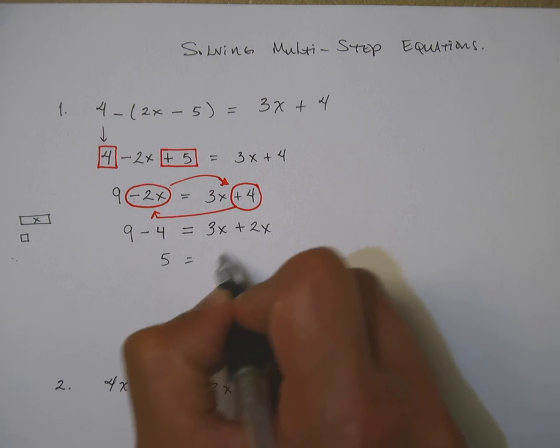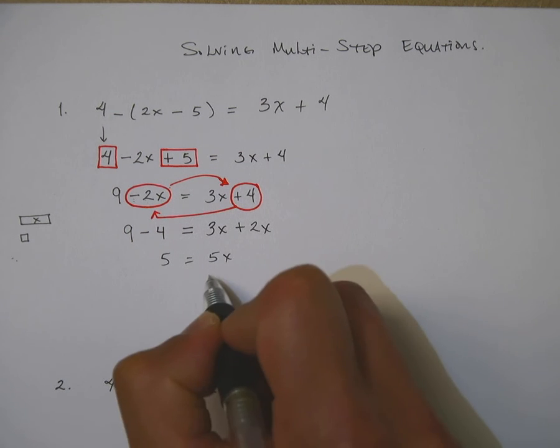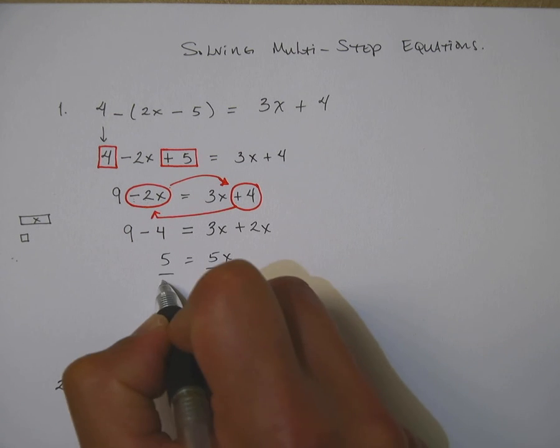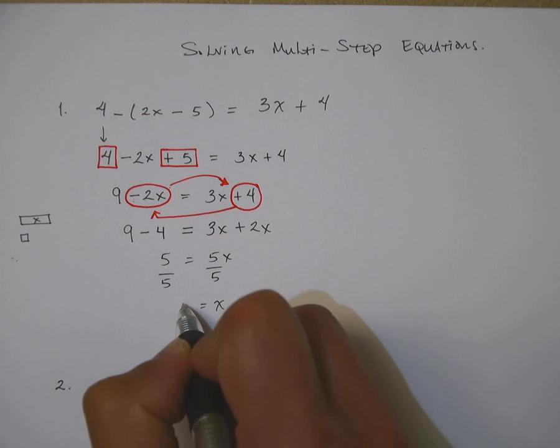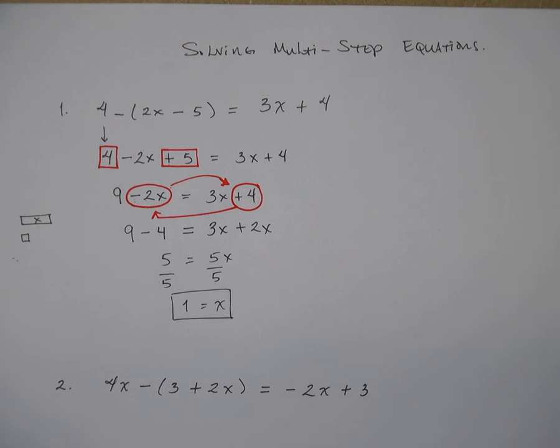3 x's, these guys go together because they're both x's. And we can divide by 5. 5 divided by 5 is 1, and there's your answer. Alright, and there it is, guys.